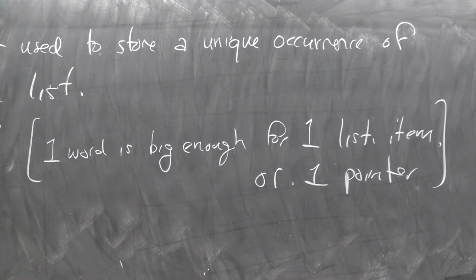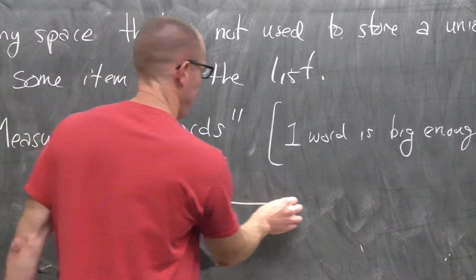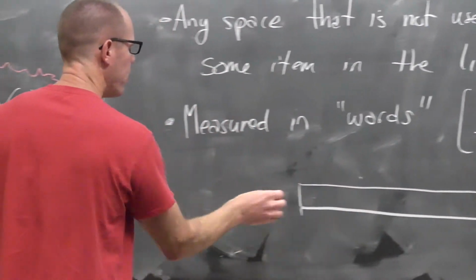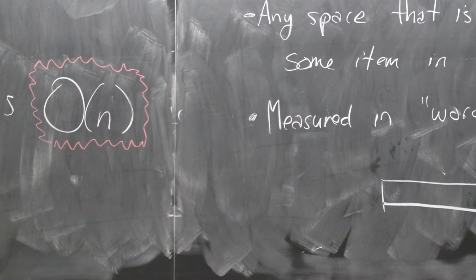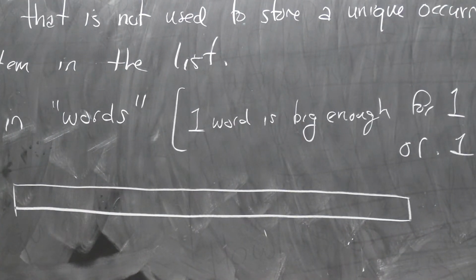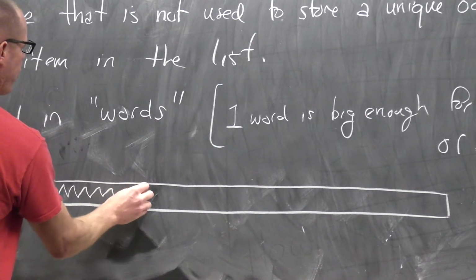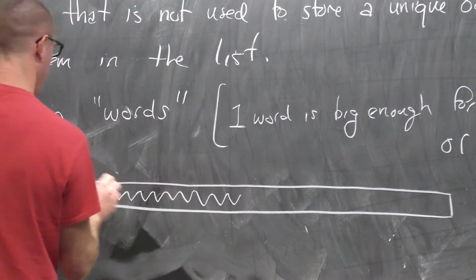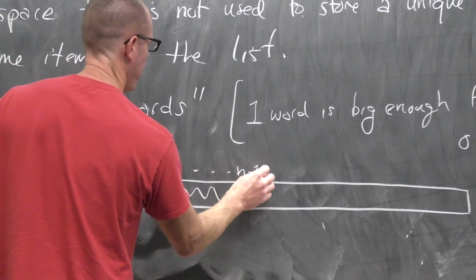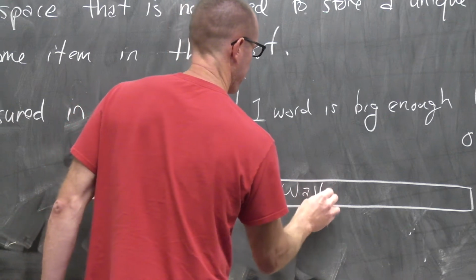And so we see that, in things like a list that's implemented as an array, like the way Java's array list works, or the way our ArrayStack or ArrayDeck works, there's a lot of wasted space. So some of this stuff is used to hold list items, the indices 0 through n minus 1, and the rest of that is wasted space.